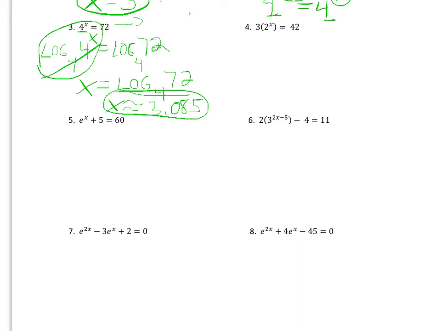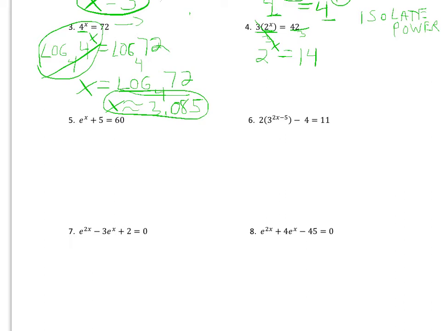Okay, let's move on to number 4. Now number 4, we wanted to make it look like number 3. So I'm going to write this here, and we're going to use this as a goal for problems 4, 5, and 6. What you want to do for 4, 5, and 6 is isolate the base and the exponent. So what this means is I want to get this 2 to the x by itself. In order to do that, I have to get rid of the 3. Since it's 3 times 2 to the x, I divide both sides by 3. That cancels, and I just have 2 to the x by itself. I divide the right side by 3. 42 divided by 3 is 14.